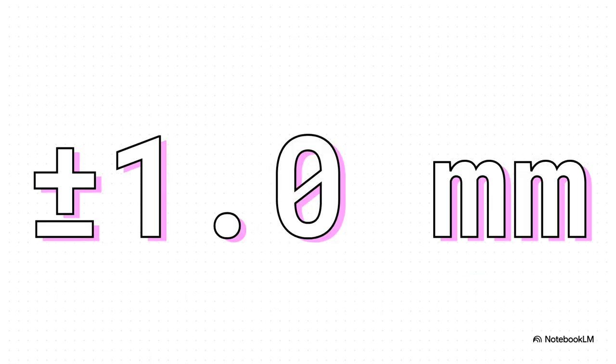Well, get this. Computer analysis of the floor tiles in that exact painting found a mean error of just plus or minus 1 millimeter. 1 millimeter. That is an absolutely astounding level of precision for someone in the 1660s. So how did he pull it off?